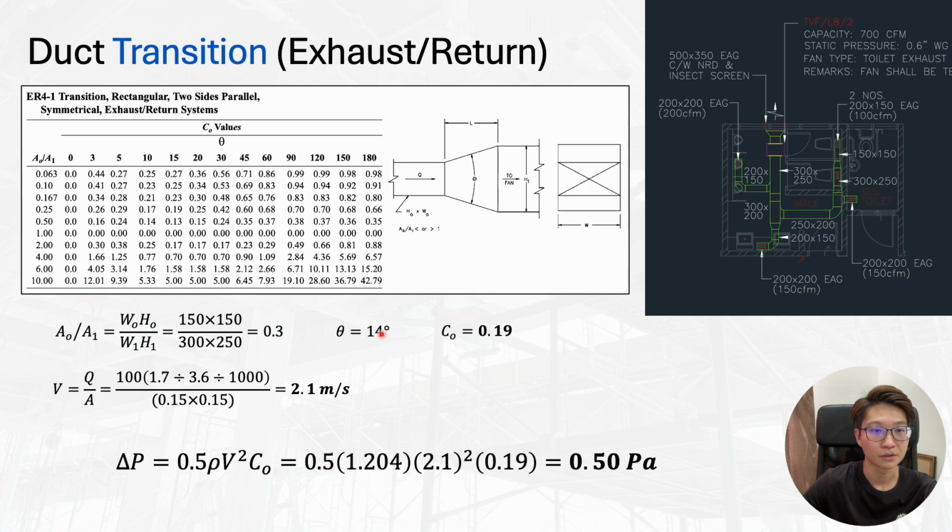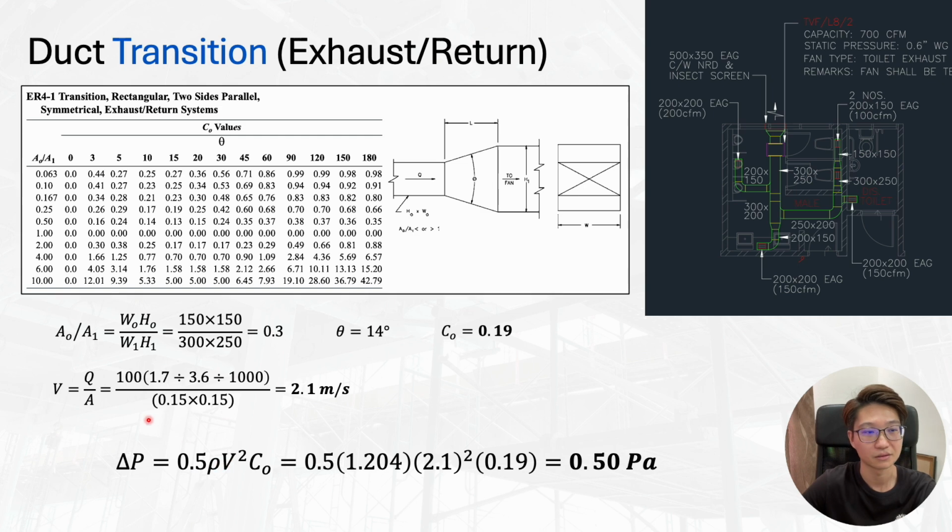So since now we have this 14, we just find here. This one is 15, we use 15, then it is this one, 0.25. So our CO, loss coefficient, is 0.19 for this duct transition. Then we have to apply this formula, the dynamic loss formula.